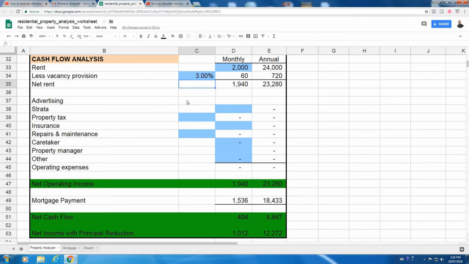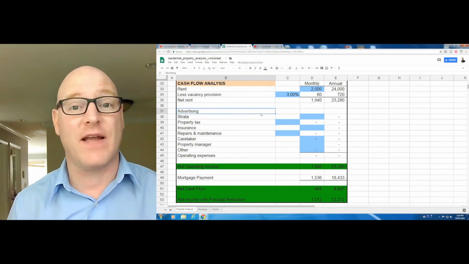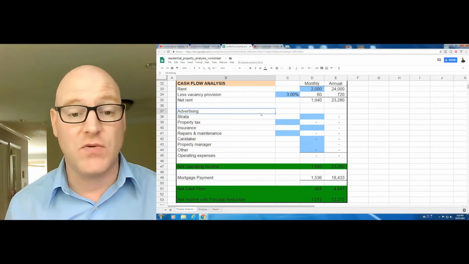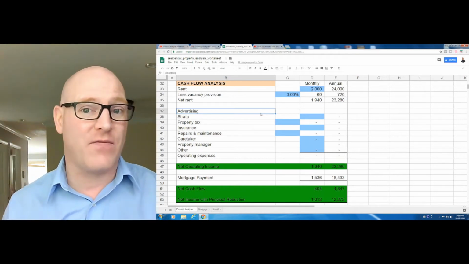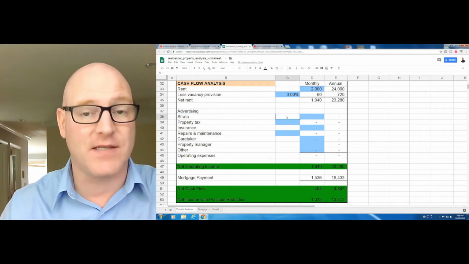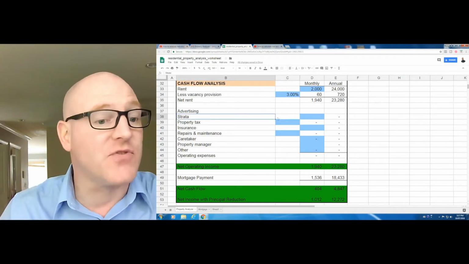So now we get into expenses. You may have advertising costs to get the property rented. Typically this will just be a one-time cost, so you'll enter it there. In the Vancouver market, because we have Craigslist and it's so active and the city uses it, especially for rentals, you will likely have zero advertising cost to get your rents, assuming that your place shows and is priced right.